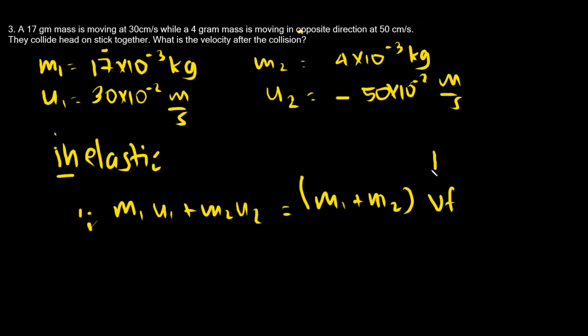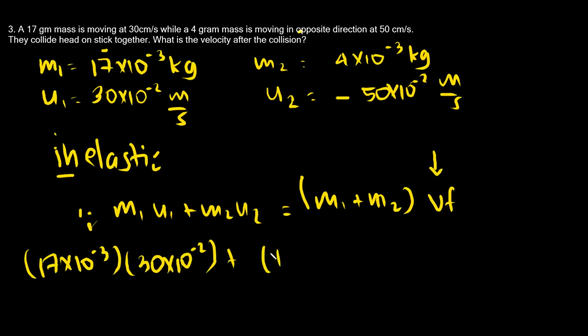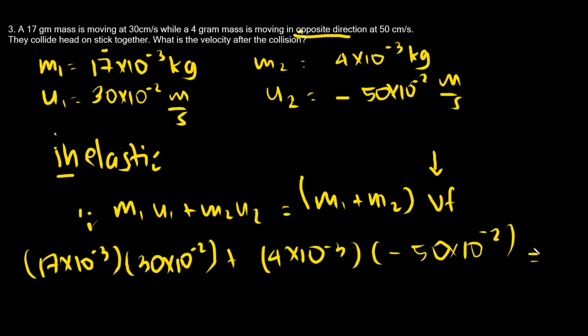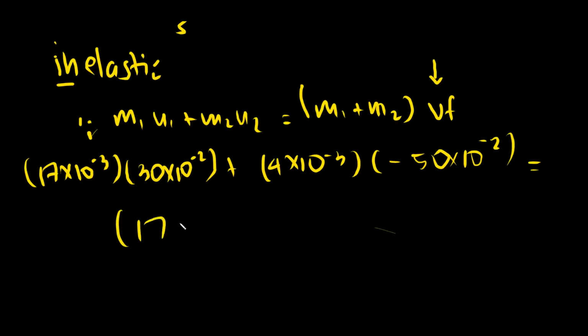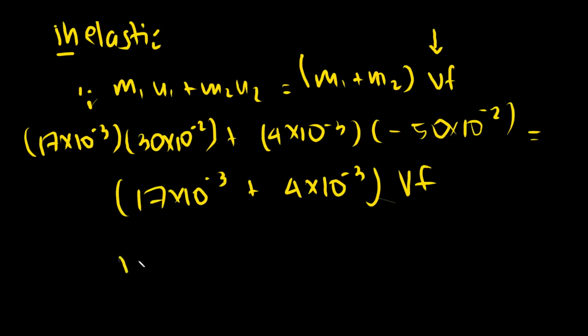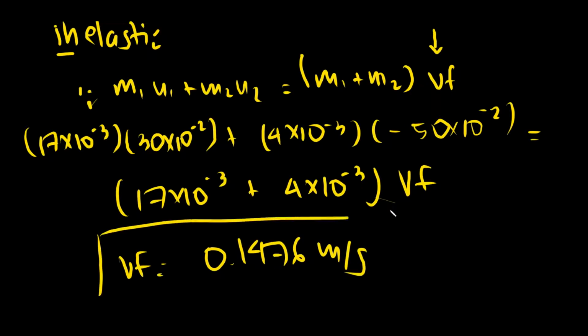What we are looking for is the velocity after collision. So, substituting, you have 17 times 10 raised to negative 3. u1 is 30 times 10 raised to negative 2. m2 is 4 times 10 raised to negative 3 times negative 50 times 10 raised to negative 2. Again, negative because it is moving in the opposite direction. Okay, so equal to, you add both masses, 17 times 10 raised to negative 3 plus 4 times 10 raised to negative 3 times vf. So, shift solve, vf is equal to 0.1476 meters per second. Okay, answer.